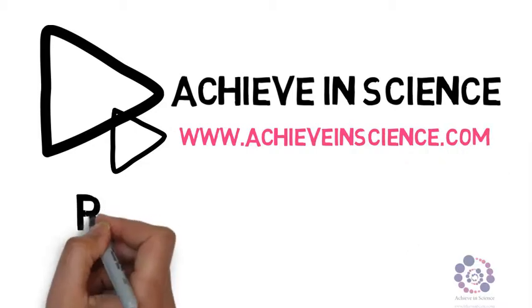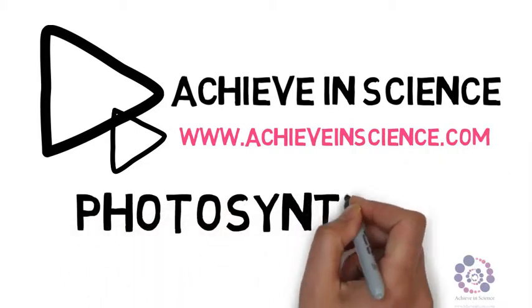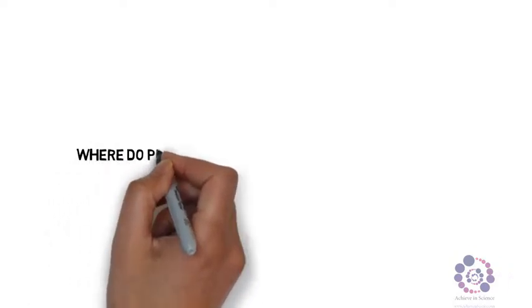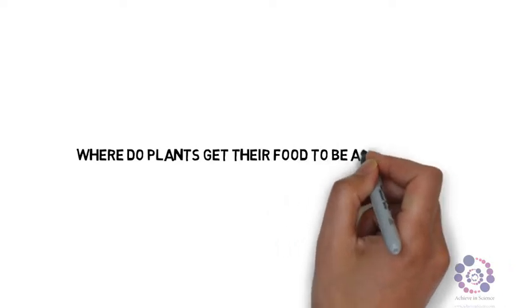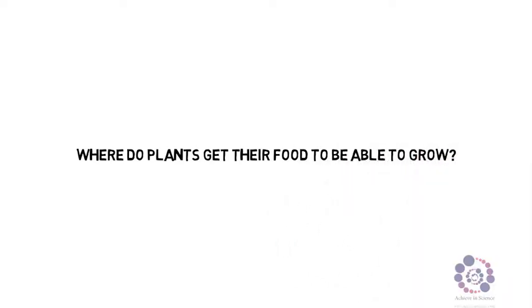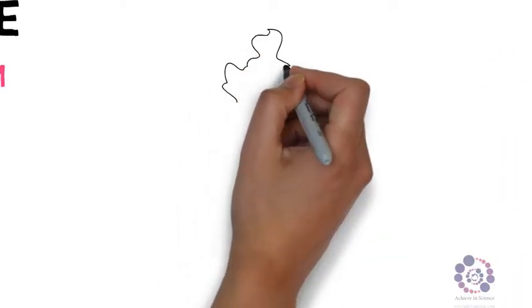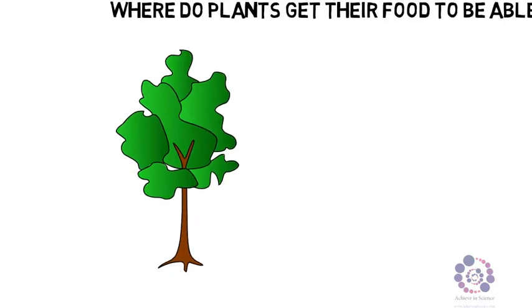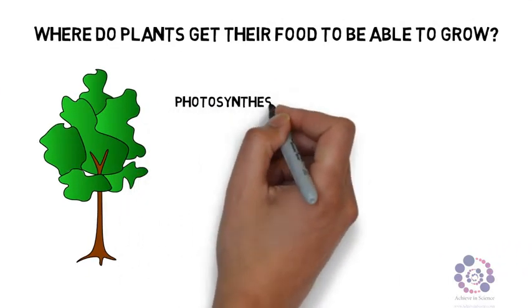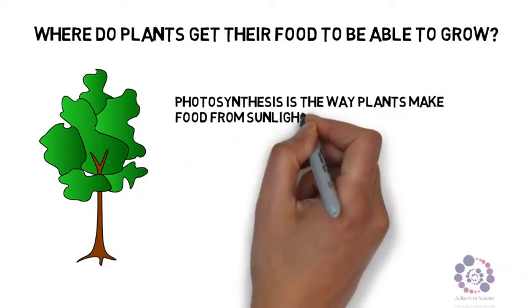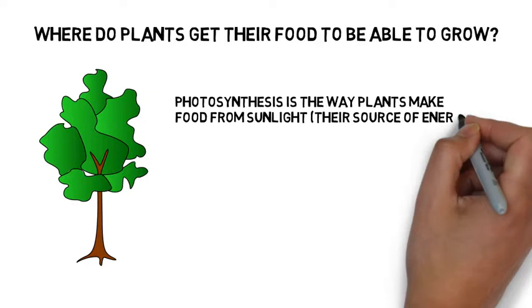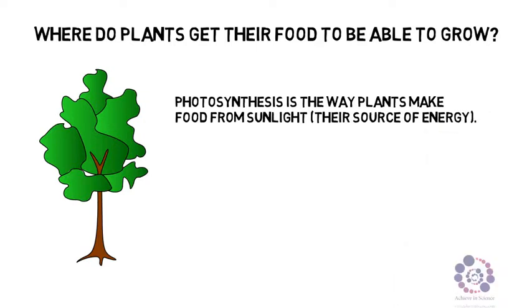This video is going to cover photosynthesis. So where do plants get their food in order to be able to grow? Well, this of course is not from the soil. This is through a process called photosynthesis, where plants use the sunlight to make food, where sunlight is their source of energy. This can be summarised with an equation.